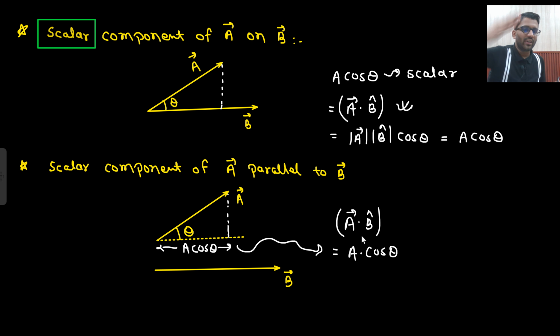So scalar component of vector A on vector B, or scalar component of vector A parallel to vector B, both are the same thing. Are you getting this point? Because if you are taking something in parallel, that means the angle would remain the same, and the component would come A cos theta only, right? So A vector dot B cap, both are the same thing. So this is what I wanted to show.